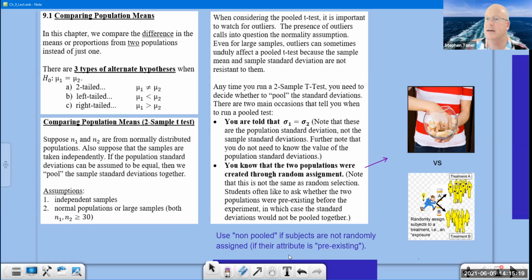This is a key concept that you want to get down, and we will be discussing it as we go through the various examples in this chapter.